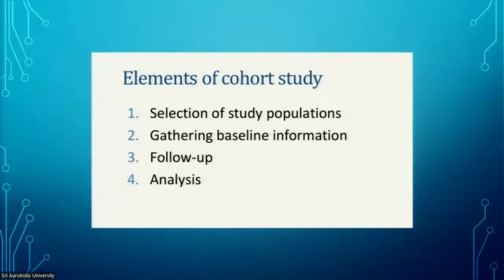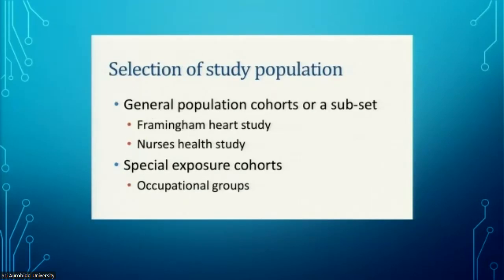Coming to the elements of a cohort study, we have selection of the study population. Choosing the correct cohort is very essential. Then gathering baseline information, follow-up, and then analysis of your data. Selection of study population: they can be the general population, a cohort, or a subset, like we had in Framingham and the Nurses Health Study. The Nurses Health Study was related to consumption of oral contraceptive pills and development of breast cancer.